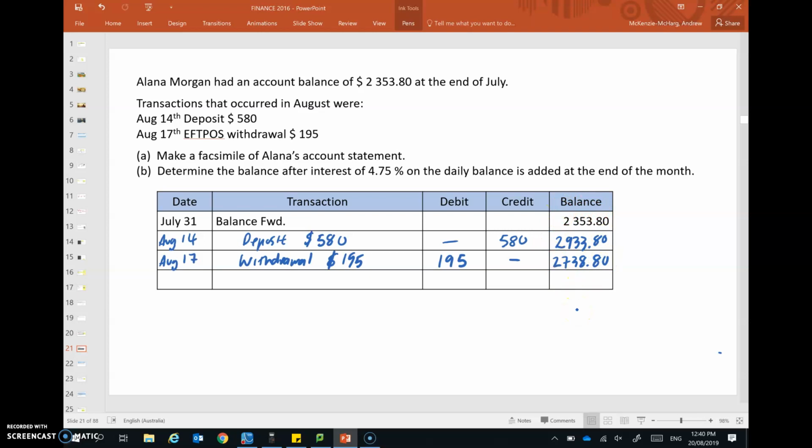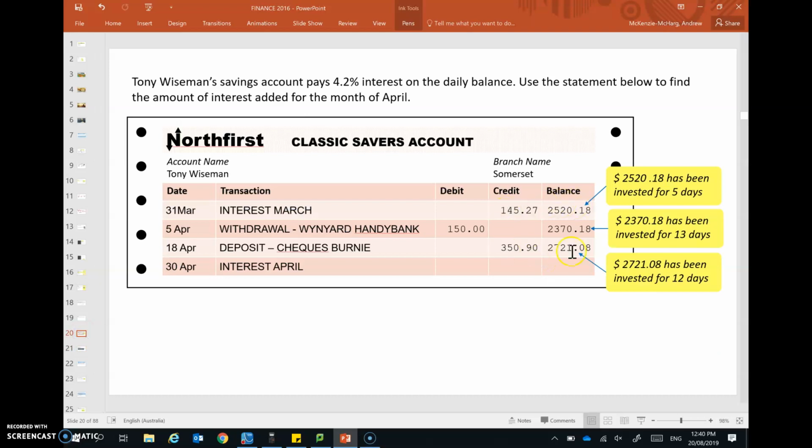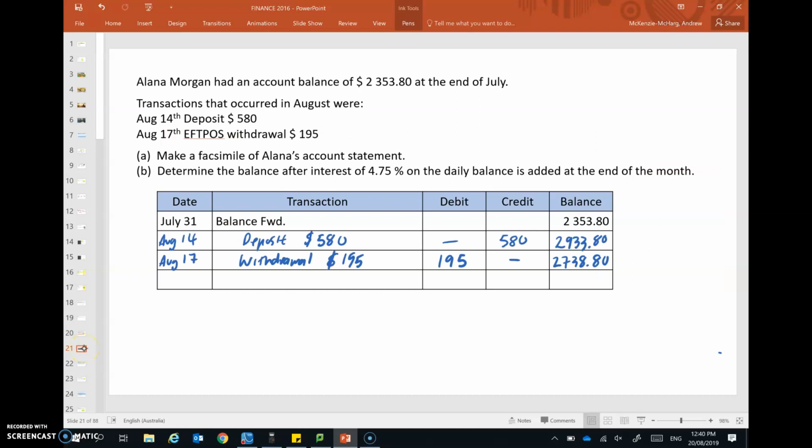Sometimes those balances will be given to you straight away, like in this question here, that's all done for you, but sometimes you've got to work them out yourself. And either way though, the next thing to do is to work out how many days each of these balances exist for. Okay, so that first balance on July 31st went till August 14th. You can probably work out in your head that that's 14 days, but I'll show you on the calculator in a moment just to demonstrate that.